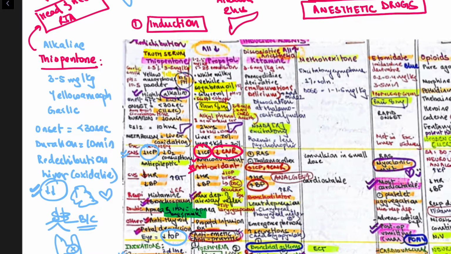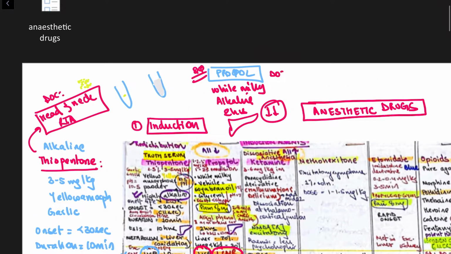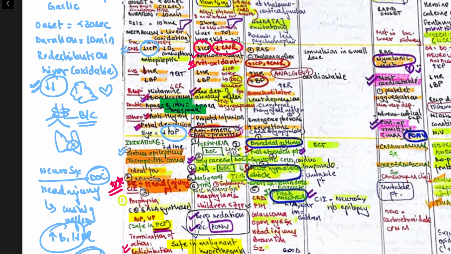Now for the heart, it decreases the heart rate and BP. So everything is decreasing till now, right? And it decreases intraocular pressure better than propofol. Hence it is the drug of choice for ocular surgery. Drug of choice, ocular surgery.